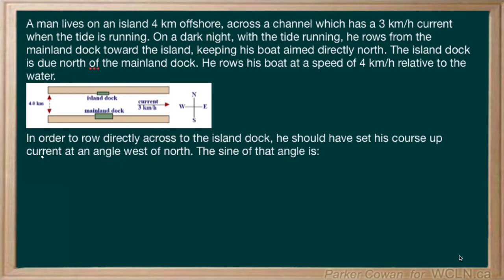He rows his boat at a speed of 4 km/h relative to the water. In order to row directly across to the island dock, he should have set up his course at an angle west of north. The sign of that angle is.